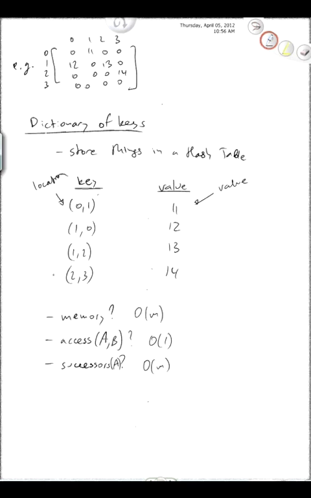And so this dictionary of keys format got us really fast access time. It got us really nice memory, but successors here was too expensive. So that part was not good.